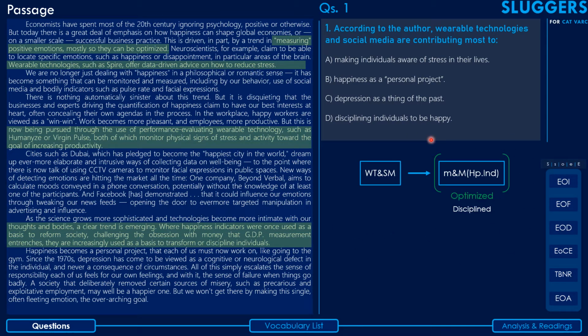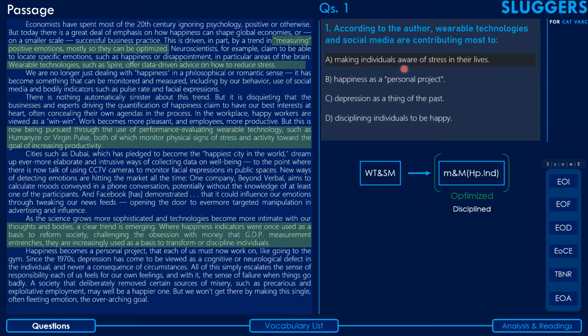Now, given that we have derived the actual idea from the passage, we can look at each of these options in light of this idea and decide whether they are correct or not. So let's start with the first option. It says these wearable technologies and social media contribute most to making individuals aware of stress in their lives. Now, as part of the process where these technologies and social media help measure and monitor happiness indicators and so on and so forth, it might happen that individuals may become aware of the stress in their lives because they are present in the process.